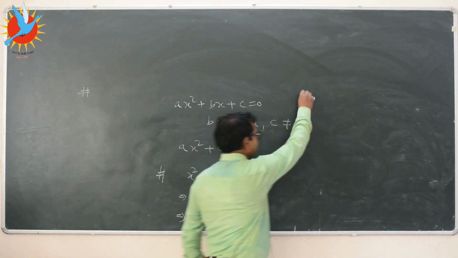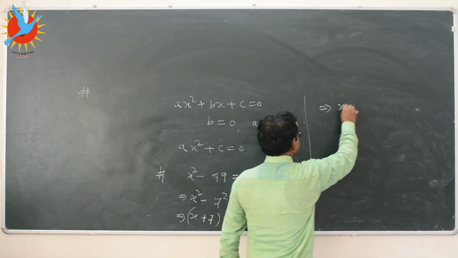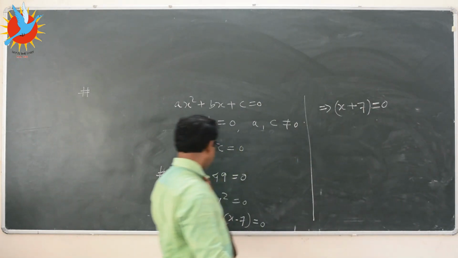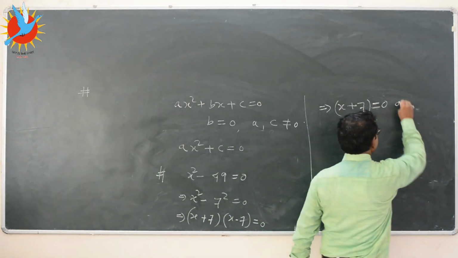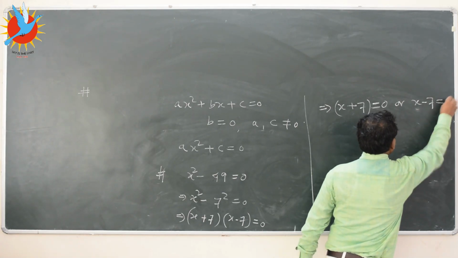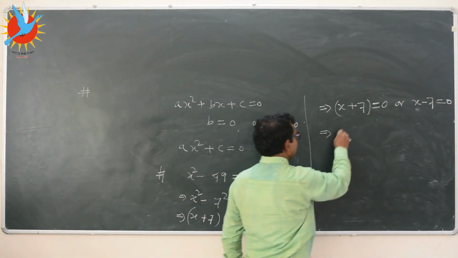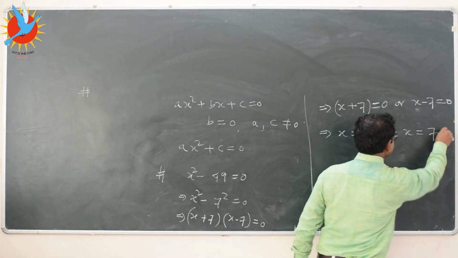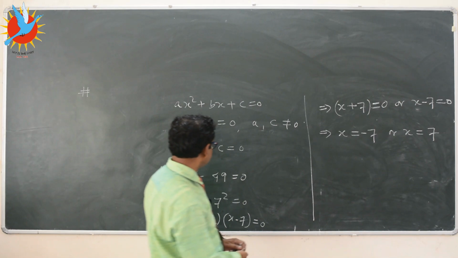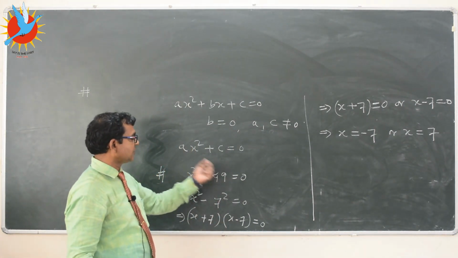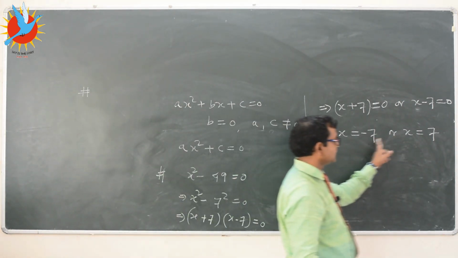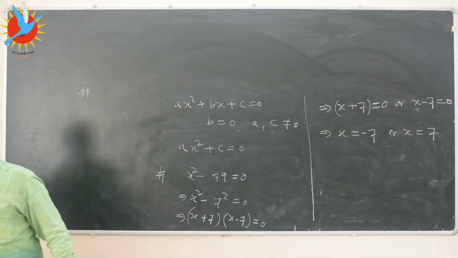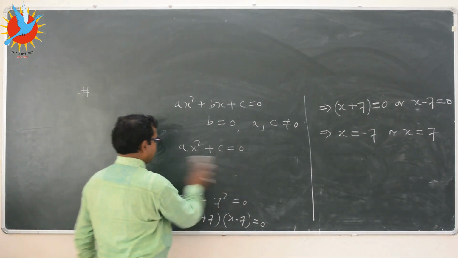This implies that either x plus 7 equal to 0 or x minus 7 equal to 0. This gives x equal to minus 7 or x equal to plus 7. Therefore, the solution of this quadratic equation, x square minus 49 equal to 0, is x equal to minus 7 or x equal to plus 7. Now let us take another example where c is positive.